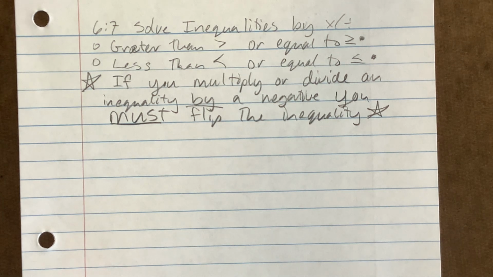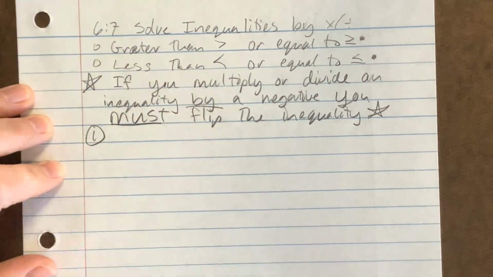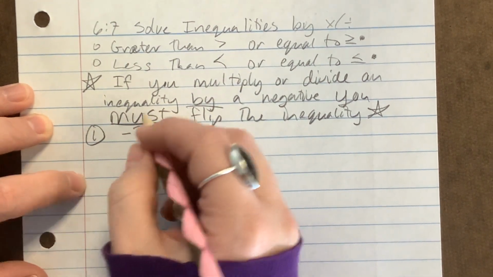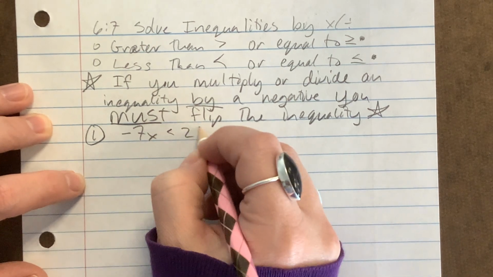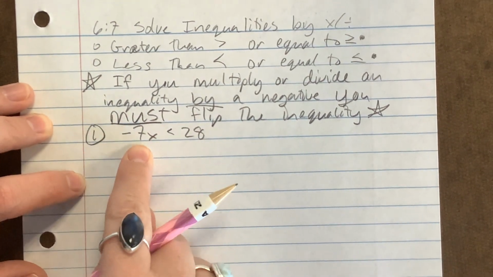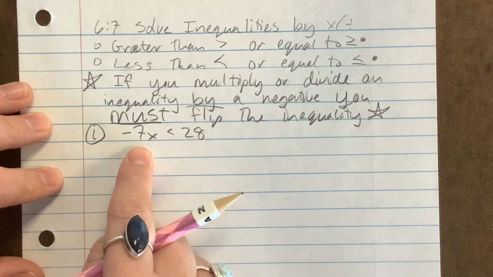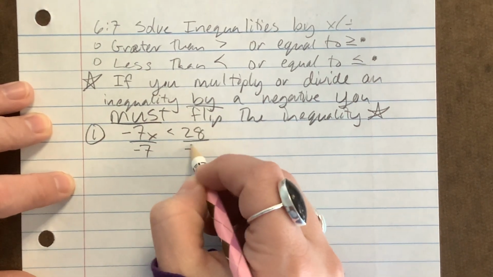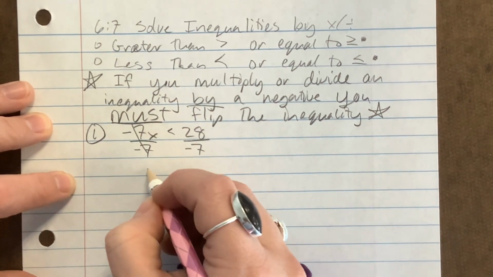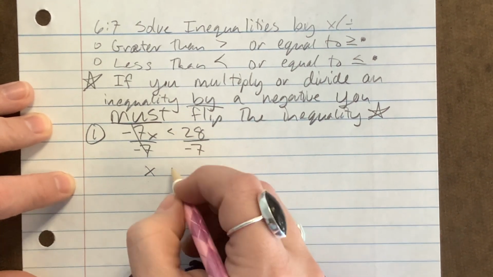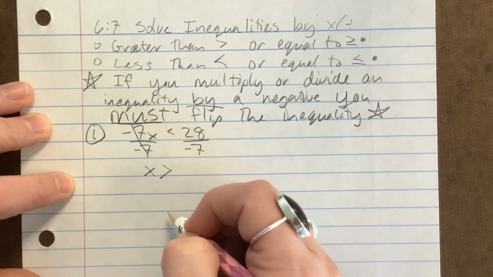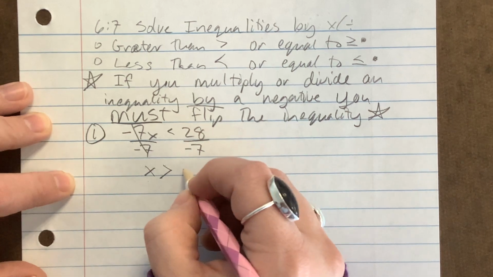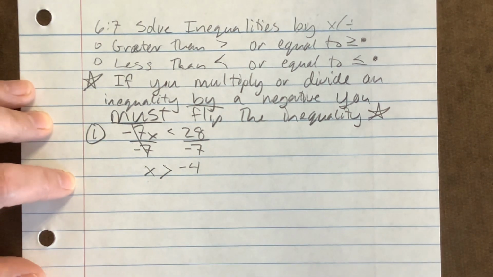Okay, so this one special instance looks like this. If we have negative 7x is less than 28. Do you see the number that we need to divide by is negative? That's a negative 7 there. So we divide by negative 7, divide by negative 7. Those turn into 1 and go away. X is here. We have to flip the inequality. So it changes from being less than to being greater than. And then 28 divided by negative 7 is negative 4.